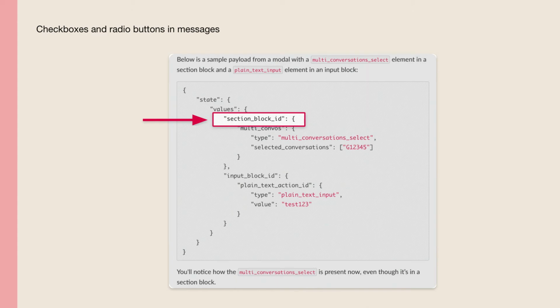Previously, the state key only reported on elements that were inside of input blocks. But now, just like the previous payload, the views submit payload will have the state of any stateful element, regardless of block type. This is a payload for a modal with two blocks, an input block and a section block. The state key previously would have only had the input block, but now it has the section block as well. With these improvements, now Slack can be your source of truth, rather than needing to store and keep track of this information yourself.